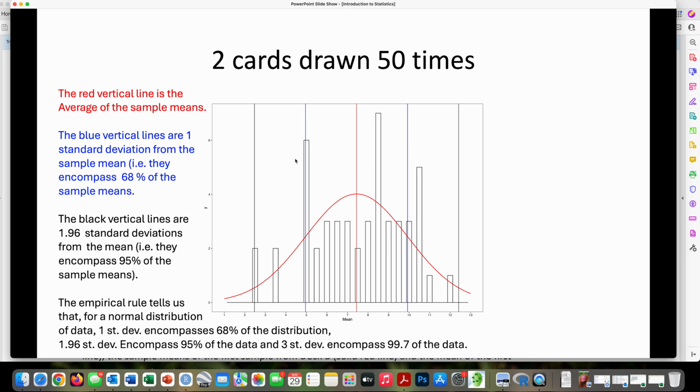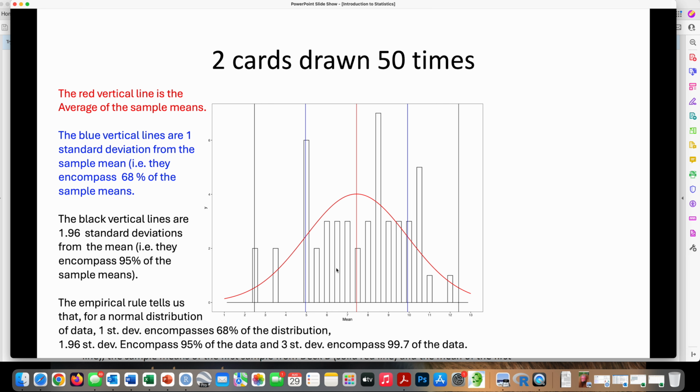And so there's some explanation here that you should go through. The red vertical line is the average of the sample means. The blue vertical lines are 1 standard deviation, and the black lines are 1.96 standard deviations. That would be the 95% confidence interval. And so this is when you get to talk to them about the empirical rule, because the empirical rule is what enables us to calculate 95% confidence intervals. It's what enables us to do statistics. But remember that the empirical rule only works if it's a normal distribution.